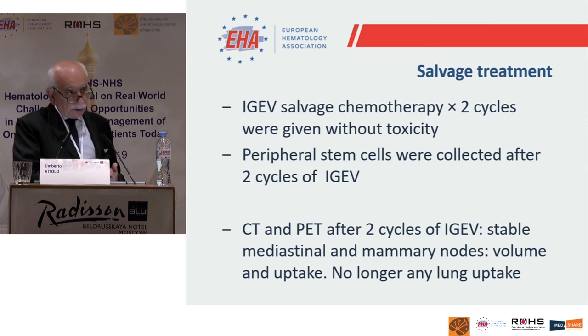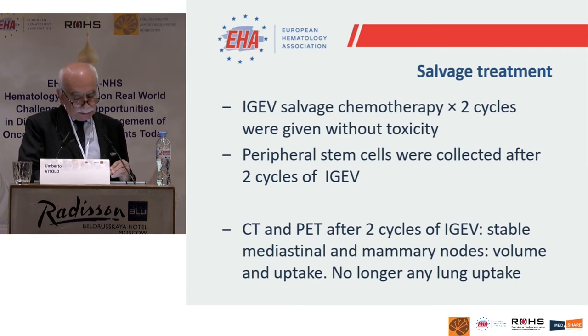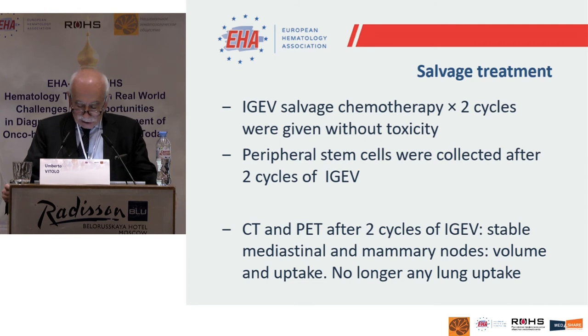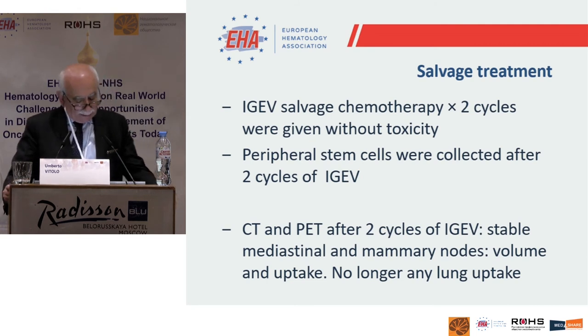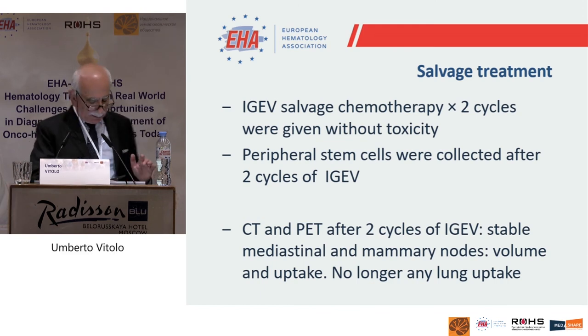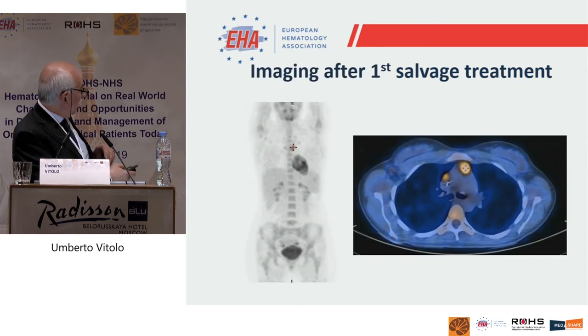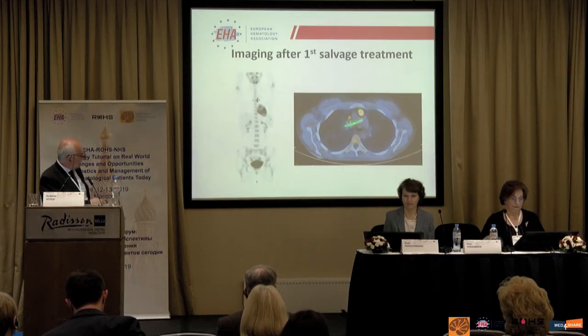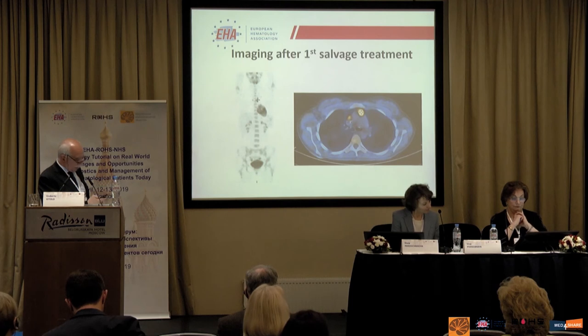The patient was treated according to our protocol at this time. The patient was enrolled in the protocol that I showed you in my presentation, where the patient was given EGF salvage chemotherapy for two courses. Peripheral stem cells were collected. After two courses of EGF chemotherapy, there was no change in the mediastinal and mammary nodes. The PET showed no longer a lung uptake, but I think we have the imaging. Okay, we have the imaging. It was not different since the beginning of the salvage, with a definitely high uptake in the lymph nodes.